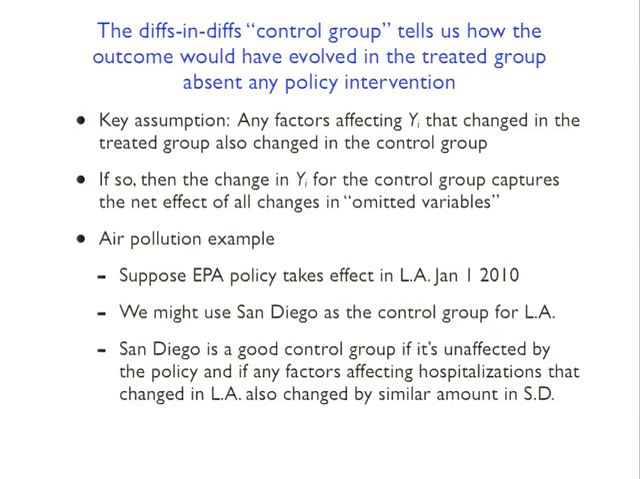But then the second criterion, which is harder to know whether it's true or not, is that you need to assume that any factors that affect hospitalizations that changed in Los Angeles also changed by a similar amount in San Diego. So the idea here is that maybe there's something about Southern California in general that changed around 2010 and affects air pollution or affects hospitalizations.